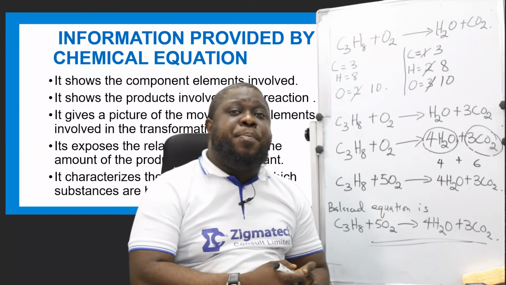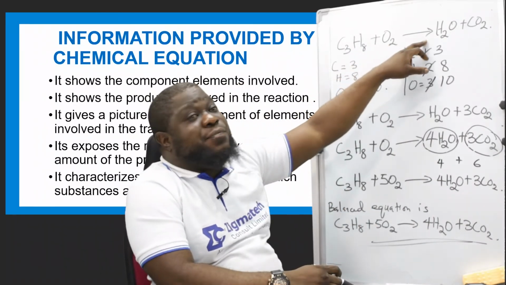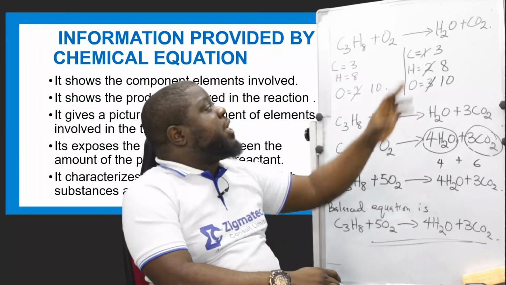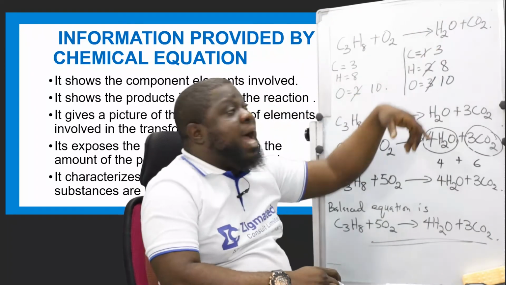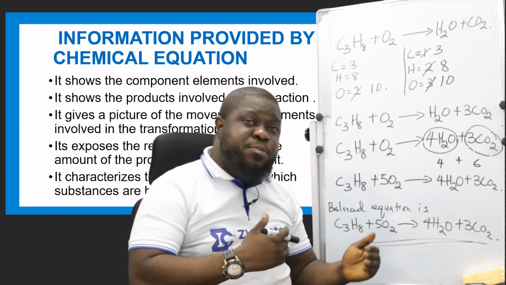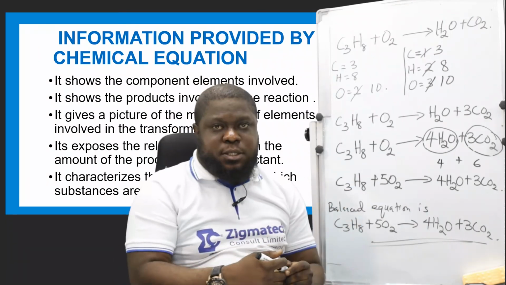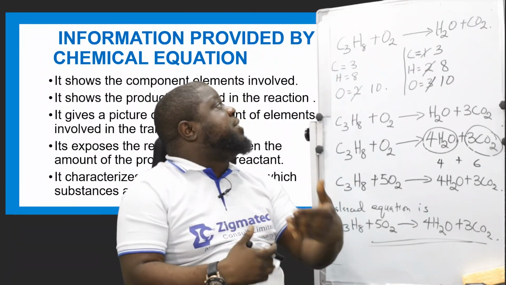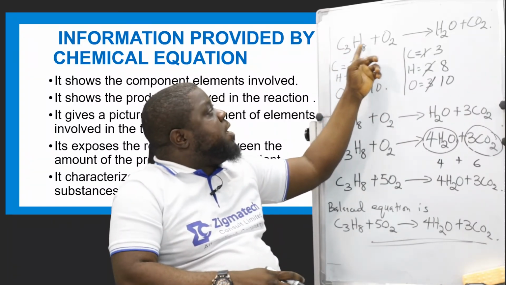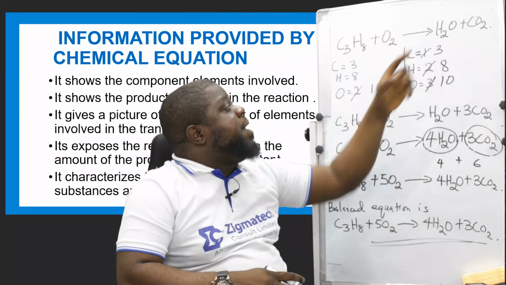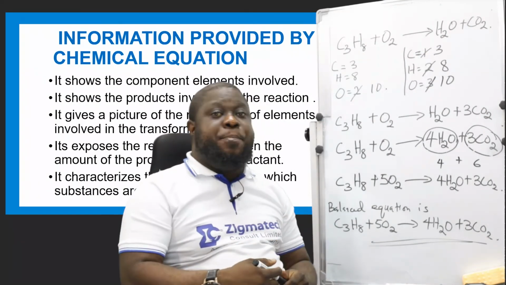Now the other one is saying it gives a picture of the movement of elements involved in the transformation. If you check, this arrow signifies the movement. In essence, the transformation has been made from here to here via the arrow, which is the movement. The elements have moved, okay? And as they move, some of them change their states. Like carbon and hydrogen here came here, carbon and oxygen here came here and gave us water. So some of them change their states as they move.